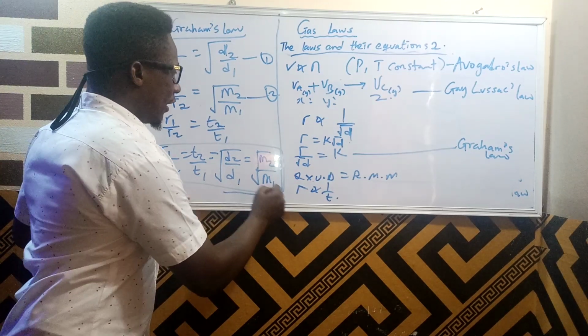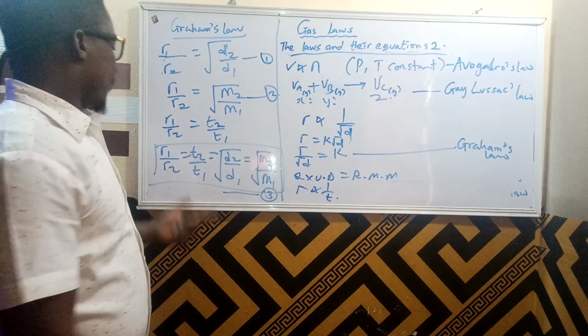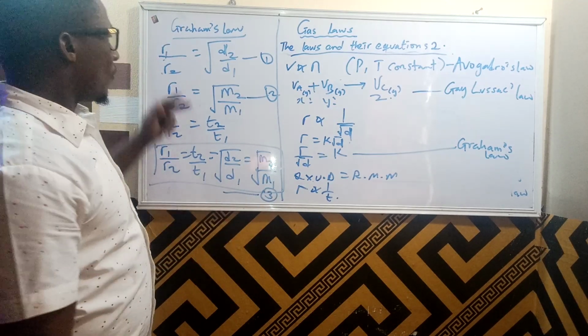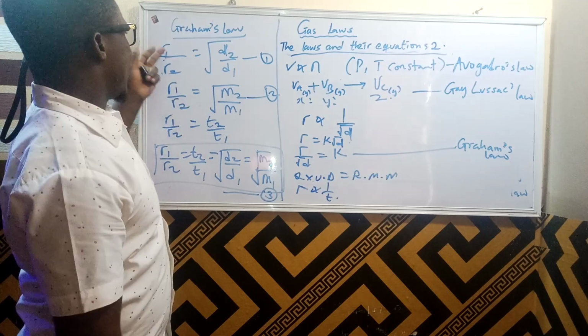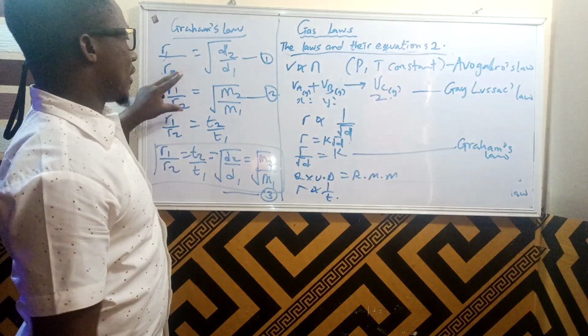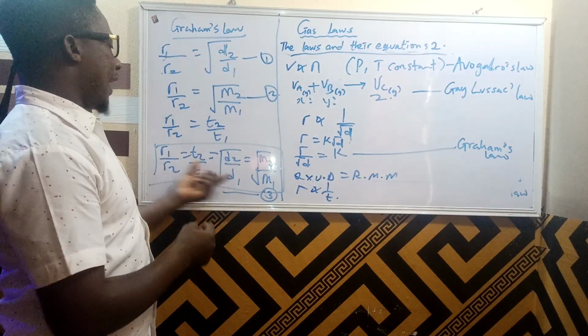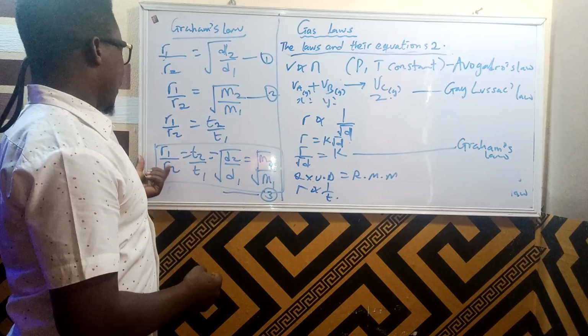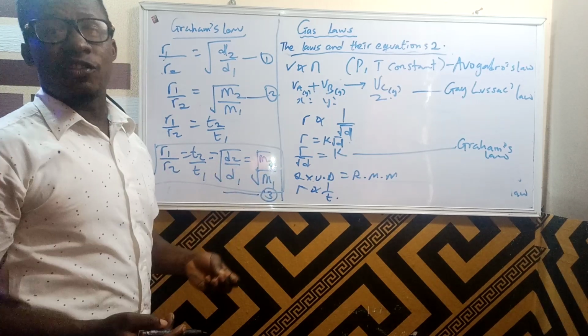Let me call this one equation 3. Each of them can be given in a question. They can give you this and this, they can give you time and this, or this and this, as the case may be.